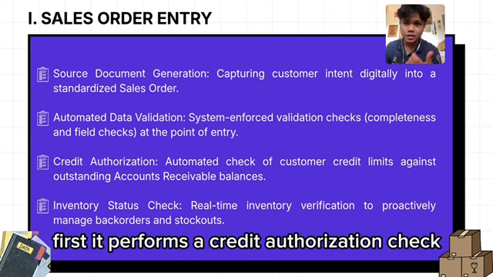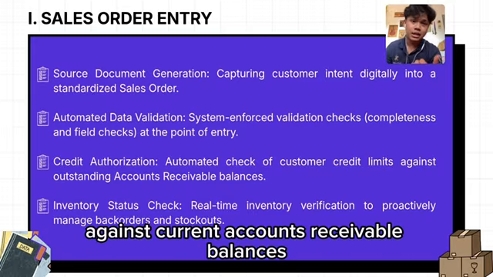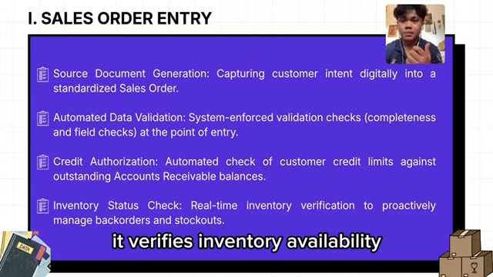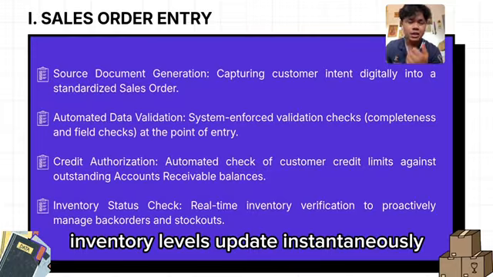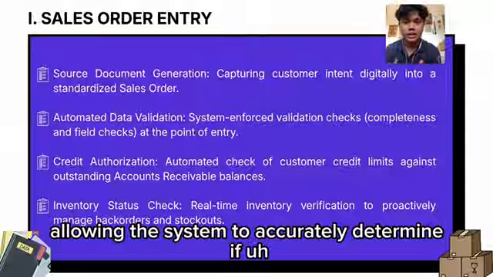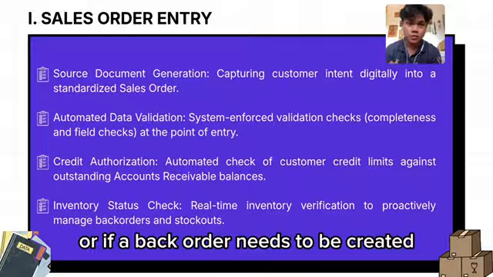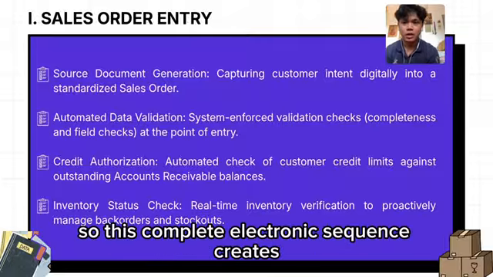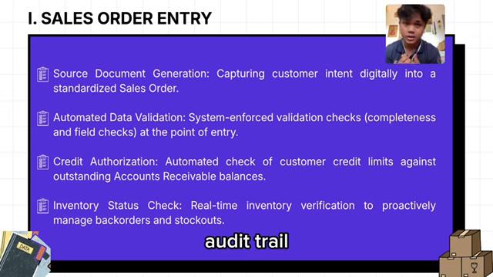First, it performs a credit authorization check by evaluating the customer's credit limit against current accounts receivable balances. Second, it verifies inventory availability. Thanks to real-time posting, inventory levels update instantaneously, allowing the system to accurately determine if items are in stock or if a back order needs to be created. So this complete electronic sequence creates an unalterable transaction audit trail.